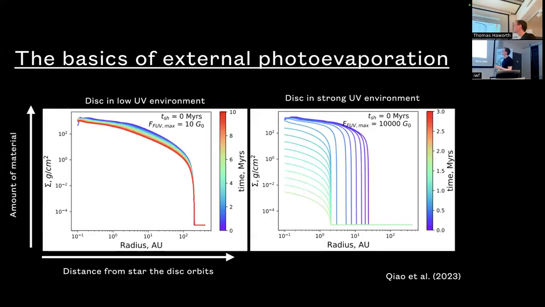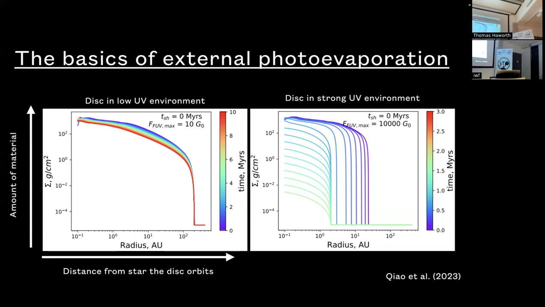And the way it affects the disk is in two main fashions. These plots show how far away you are from the star. The central star that the disk orbits would be here. And then this is how much material there is at a given radius from the star. And the color bar is time. So we shine light on the disk. It typically loses material from the outer regions. If we're in a very low UV environment, the disk just pretty much uniformly depletes.